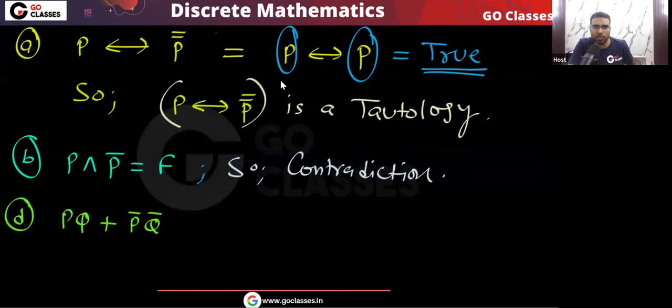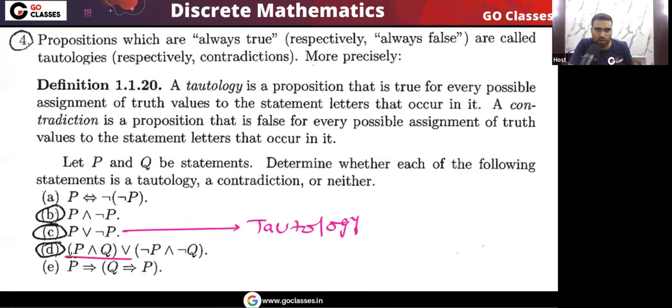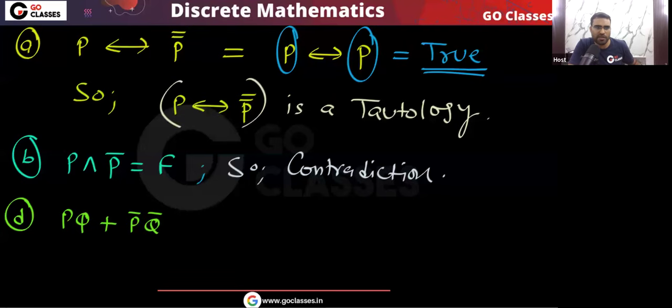This is biconditional. Do you remember? Option D is PQ or P bar Q bar. Yes or no? This is the same as biconditional. Have you seen this equation? This is the same as your biconditional. This is a contingency. Yes or no?